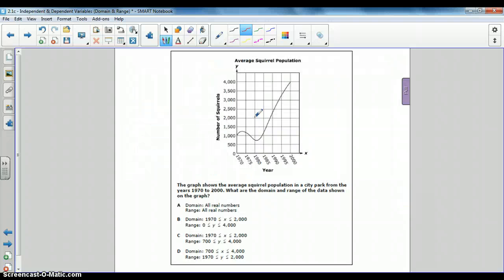Okay. This one is kind of hard to see with the graphics, but it gives you a graph. And once again, it's just domain and range. So we know our x's are on the bottom, our range, our y's are over here. So the graph shows the average growth population in City Park from the years 1970 to 2000. What are the domain and the range of the data on the graph? Okay, on the graph is being the key here. We don't care just about these. We care about the graph. Okay, the domain and range of this graph.